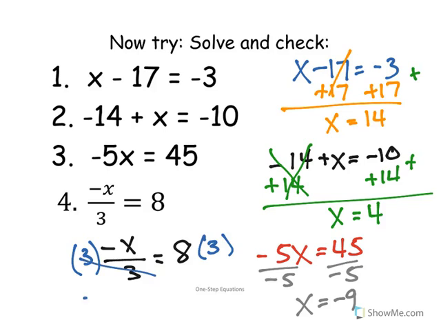That's going to give me negative x is equal to 24, which means I can divide by negative 1, and it gives me x is negative 24. And again, when I check it, I substitute negative 24, which is positive 24, and that divided by 3 is going to give us positive 8.